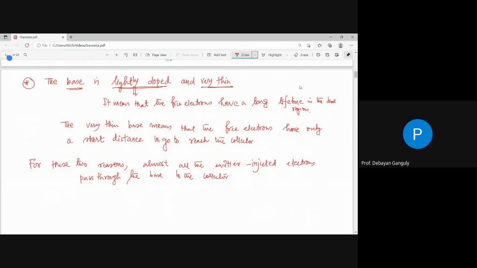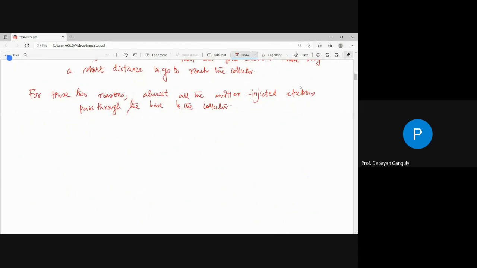So from that, what we understood is that this VBB will put the input circuit in forward bias, right? And of course the battery VCC will put the output circuit in reverse bias. So now if you write this particular configuration into a symbolic diagram, the symbolic diagram should be written like this.